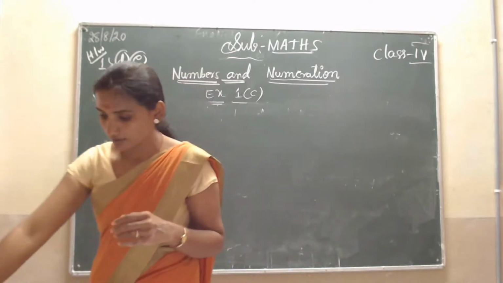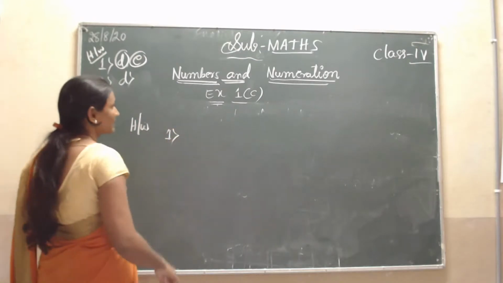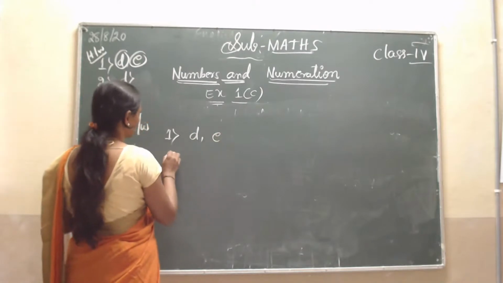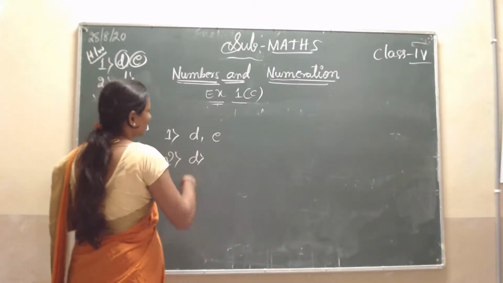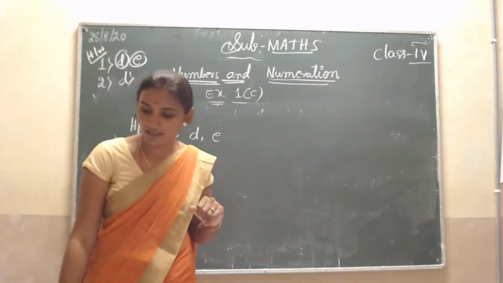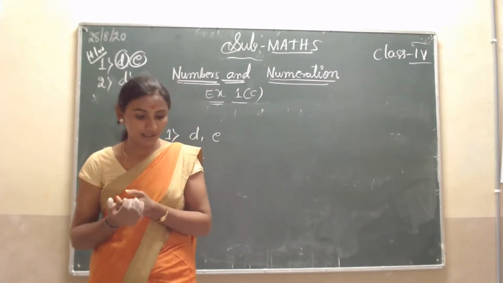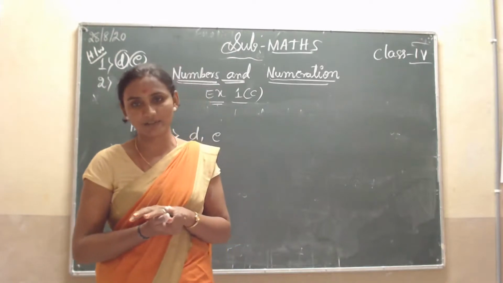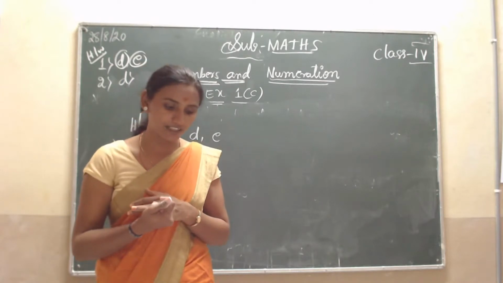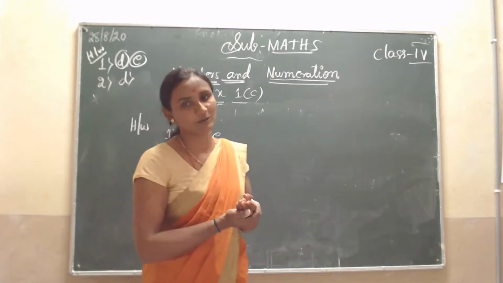Students, today's homework. In this exercise, Exercise 1, first main: D and E1. Second main: only D1. So this is today's homework. Students, I hope you understand this exercise and this concept, especially place value and face value. Students, thank you. Next, I will continue this exercise in the next class. 6 and 7 I will explain in the next class.